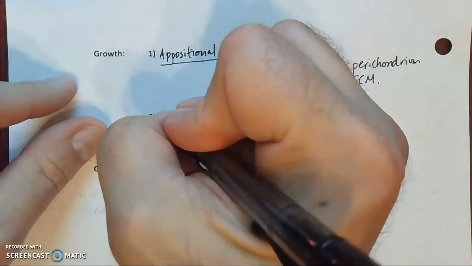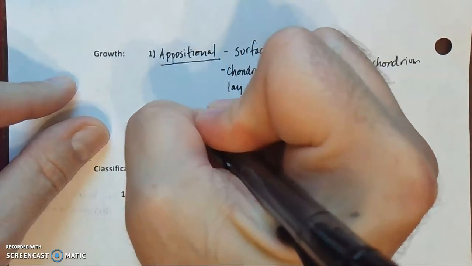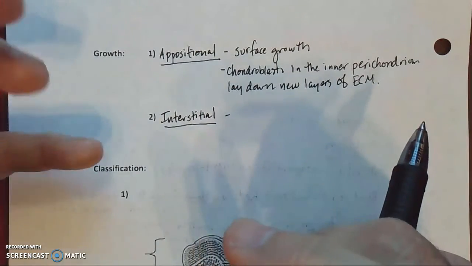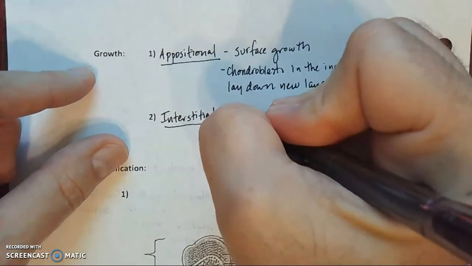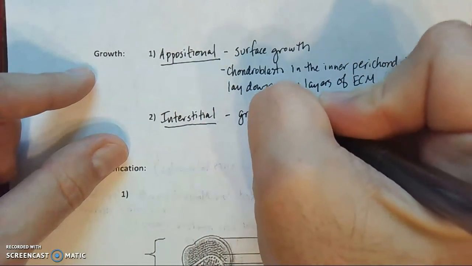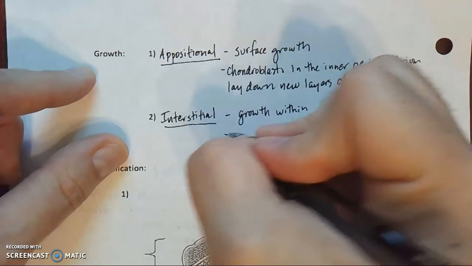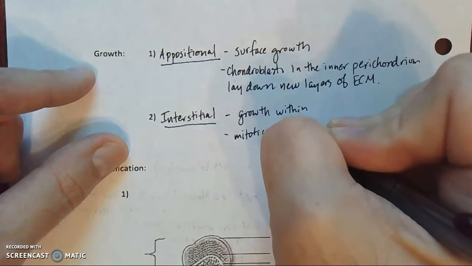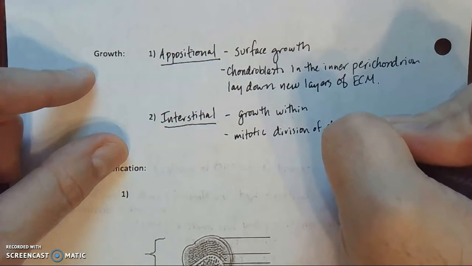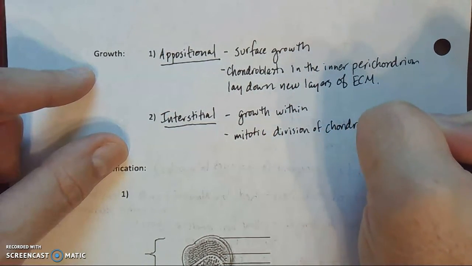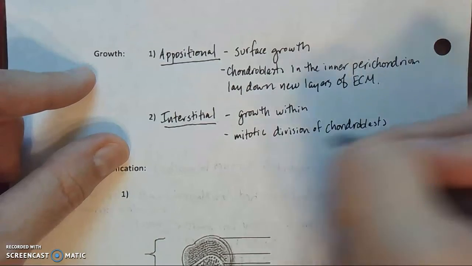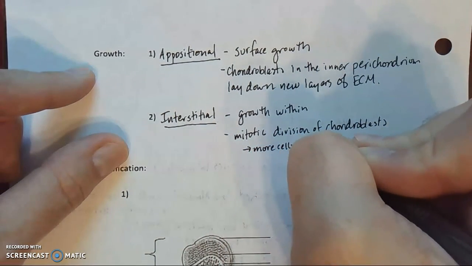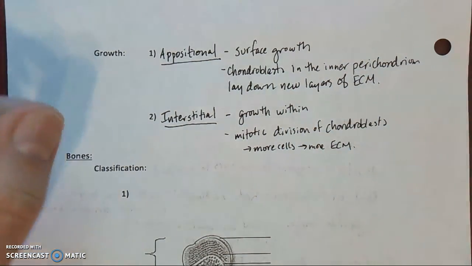The other type is called interstitial. You see the prefix inter, we know it's within. So this is growth within. This is a result of mitotic division of chondroblasts. So more cells, more ECM. Hopefully that makes sense.